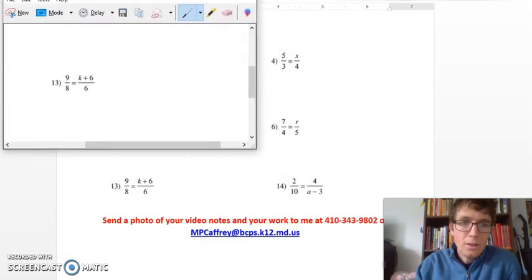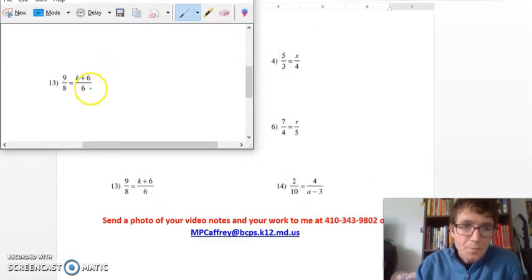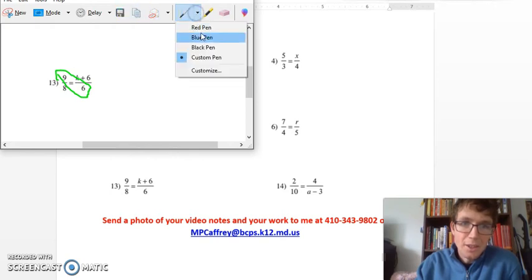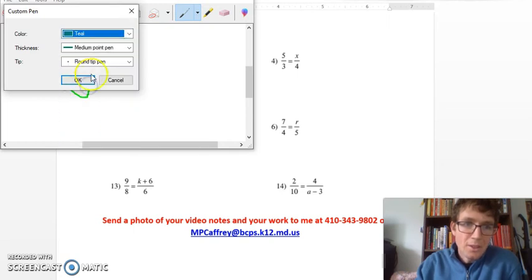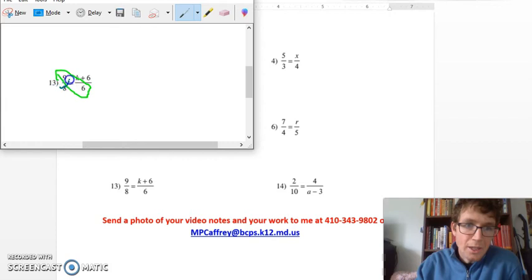Okay. So the first thing we're going to do is the same thing. We got 9 over 8 equals k plus 6, all divided by 6. So the first thing we're going to do is do that cross multiplication again. So we got 9 times 6 here. And now I'm going to switch to a different color. Then we got 8 times k plus 6 over here.